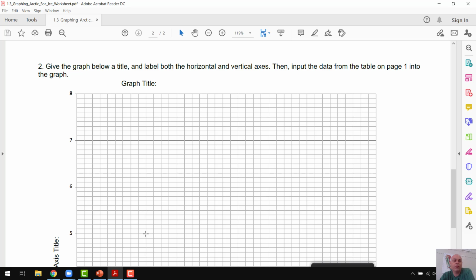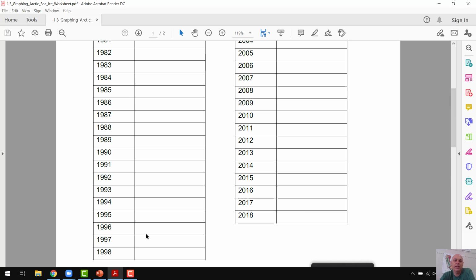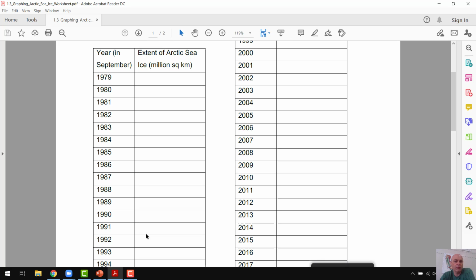Now we've done enough graphing where I think you can handle the graphing part once you have your data table filled in. All right, let me know if there's anything I can do to help, and I will see you soon.